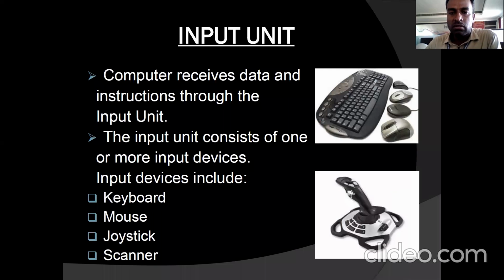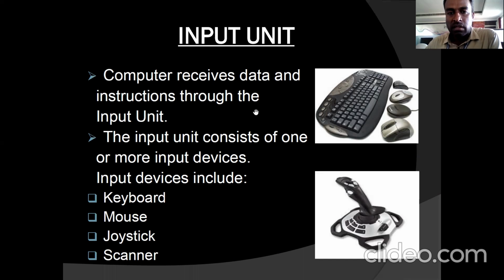First of all, we look at the input unit. Here we have the diagram. The first one is a keyboard. The second is called a joystick. These are input devices. Why are they called input devices? Whatever we give as input, those are called input devices. For example, with the help of a keyboard we give input, and also a joystick. We all know the joystick: when playing a game, we use a joystick to control it.